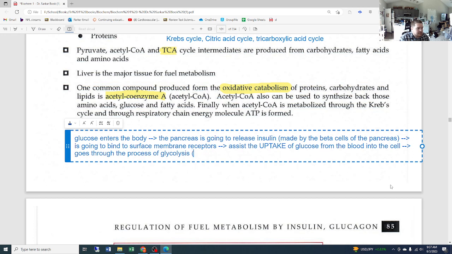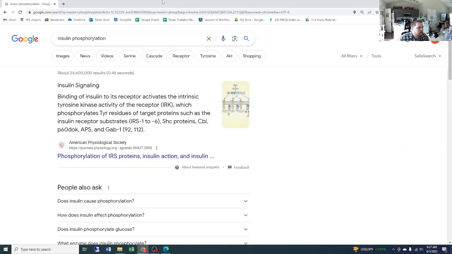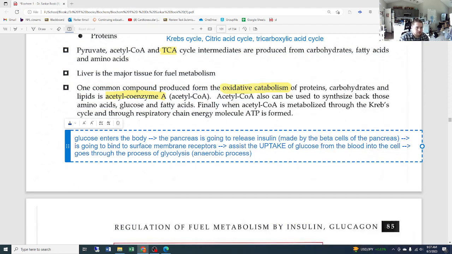Glycolysis. Okay? This glycolysis is an anaerobic reaction, or let's say process. Remember, anaerobic. Let me double check. I always get anaerobic or aerobic mixed up. Yeah, good. So, the actual process of glycolysis is an anaerobic process, meaning that it does not need oxygen.